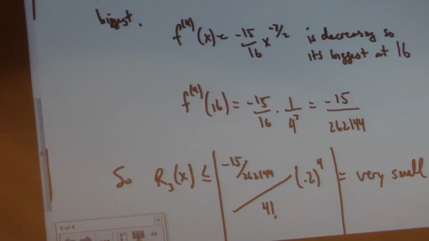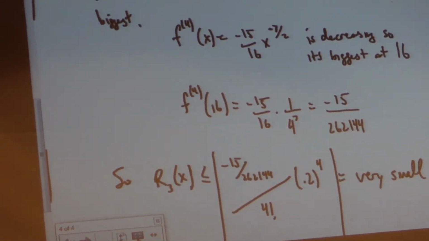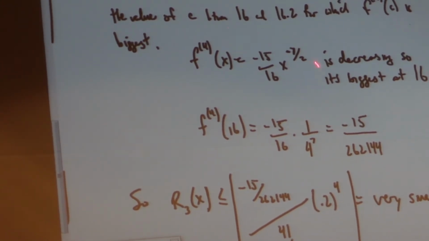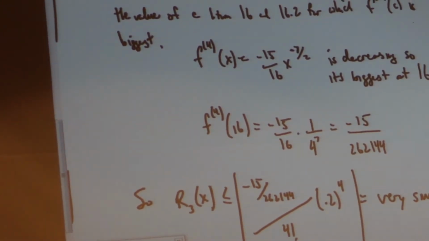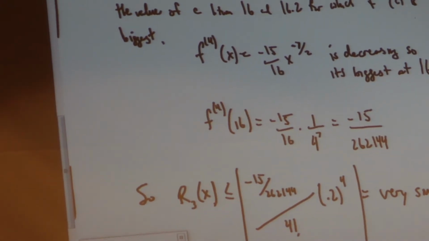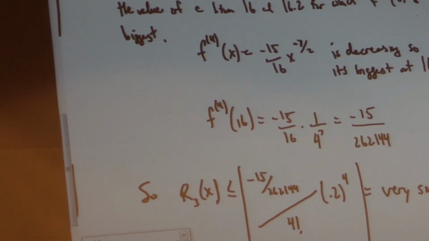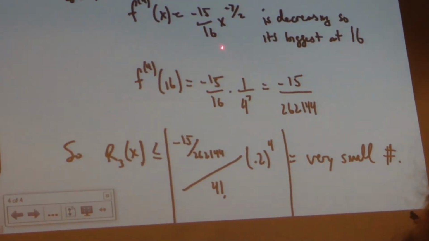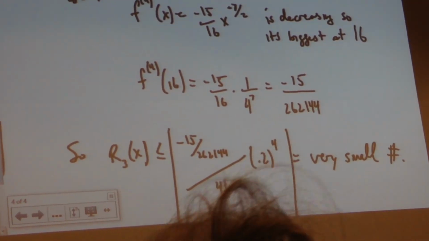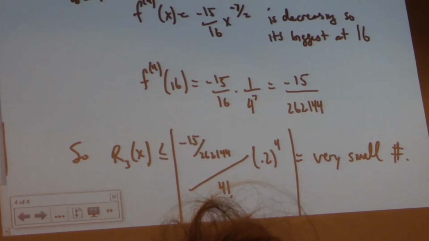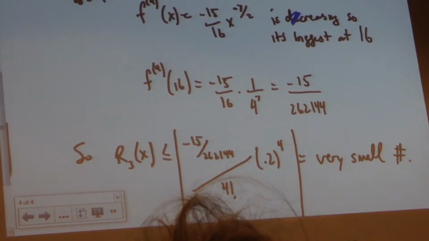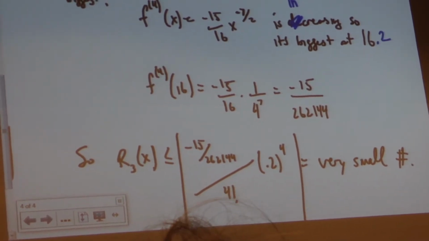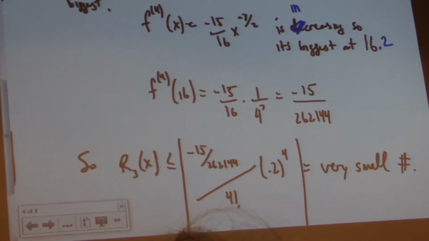Well, that makes it ugly. All right, the comment here was, this is the function we're talking about, and we said it was decreasing, and I agreed with you, but its derivative is positive. I should have paid attention to that. So this is increasing, which would mean it's bigger at 16.2.